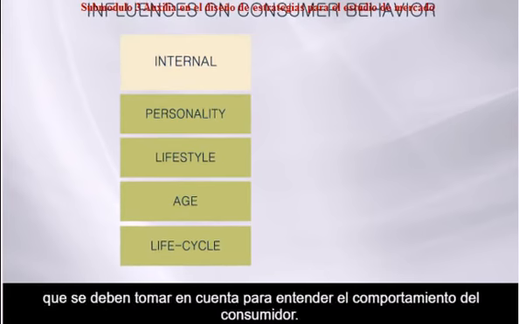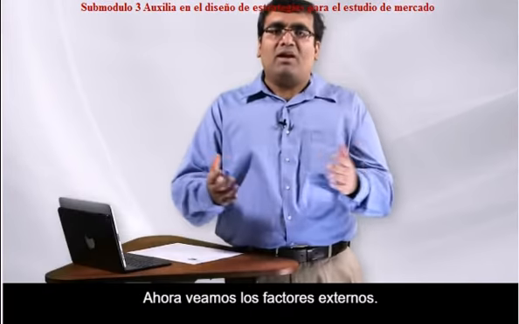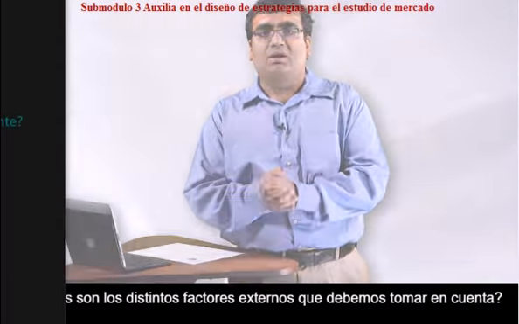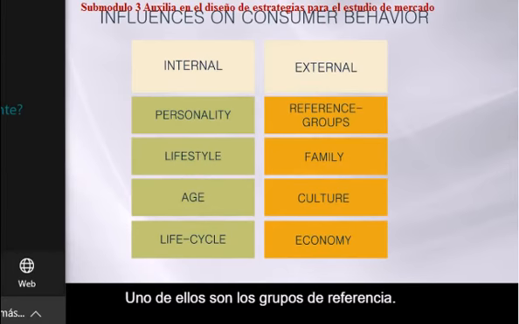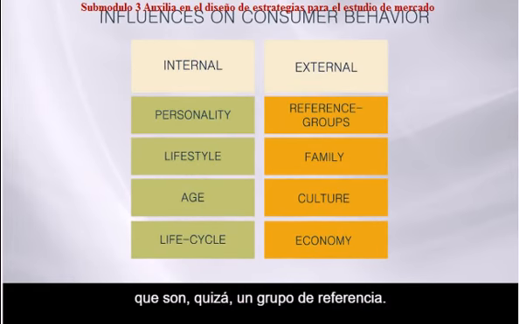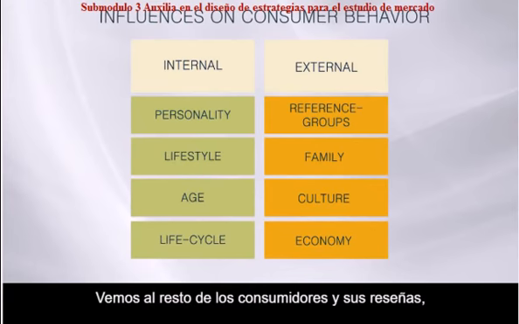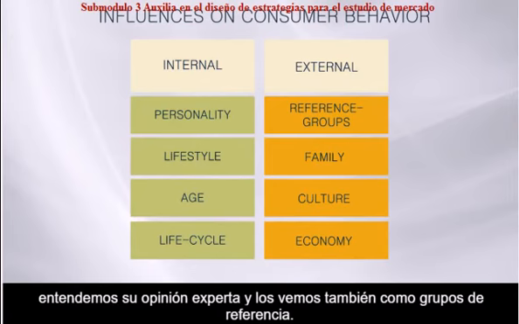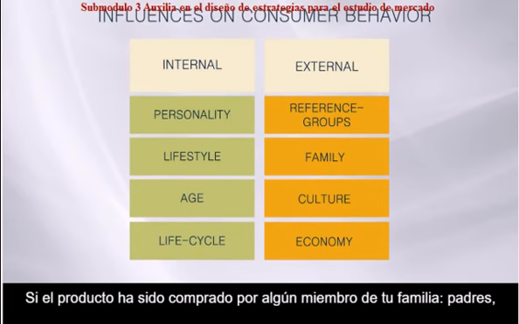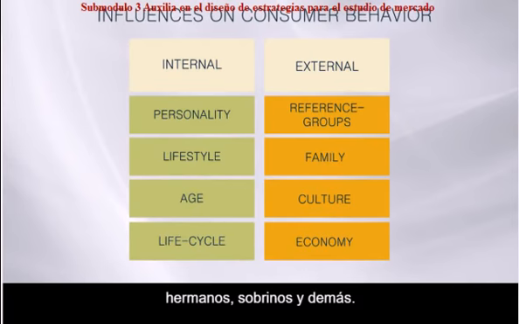Now let's look into the external factors. What are the different external factors which we should consider? One of them is reference groups. As consumers, we often talk to our friends, which is possibly a reference group. We look at other consumers, read their reviews, understand the expert opinion, and these are also reference groups. The second external factor is your family. Has the product been bought by one of the members of your family, your parents, your brothers, your nieces or nephews, and so on? That also influences your behavior.